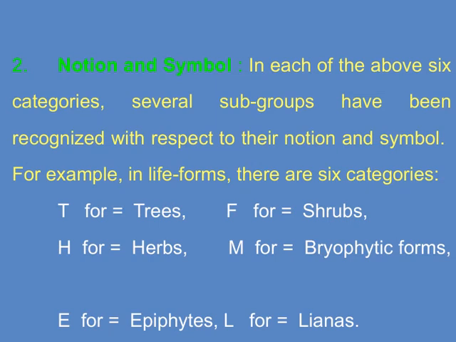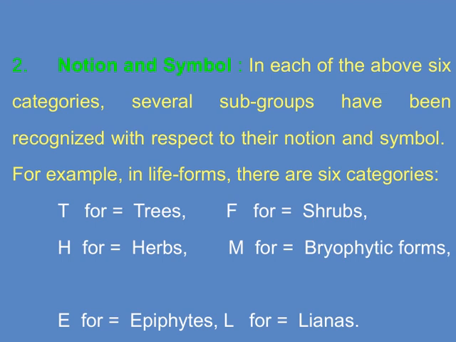Let's take a closer look at the notion and symbol associated with different categories. In each of the 6 categories we've discussed, there are several subgroups, each characterized by a specific notion and symbol. For example, when we focus on life forms, we can see 6 distinct categories, each represented by a letter. T stands for trees, F for shrubs, H for herbs, M for bryophytic forms, E for epiphytes, and L for lianas. These symbols help us quickly identify and categorize different types of life forms based on their unique characteristics.